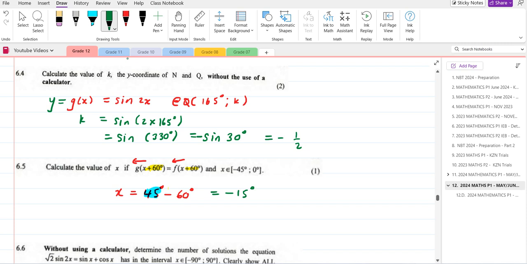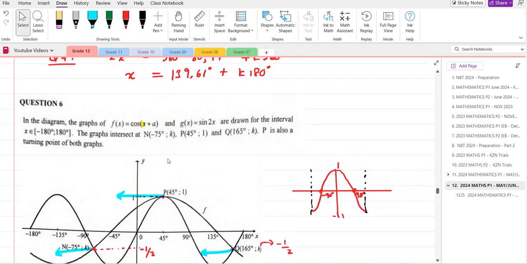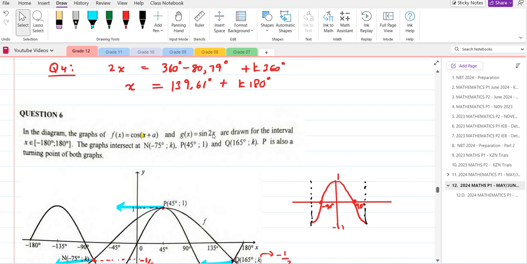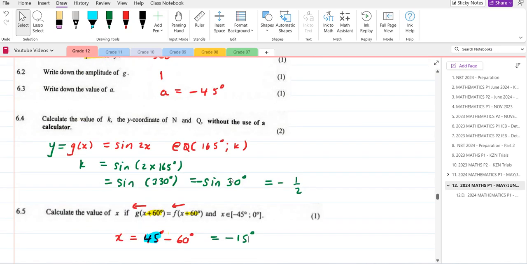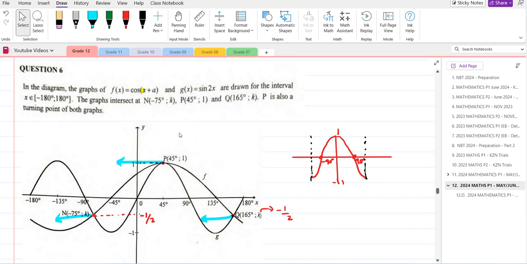Now I want you to check if the values are the same. So I want you to substitute into g of x plus 60, where the value of x is minus 15. So you're going to get g of 45. If I find g of 45, 2 times 45 is 90, sine of 90 is 1, so that works out. Yeah, because it's x plus 60, the x value is minus 15, so that's right, right?